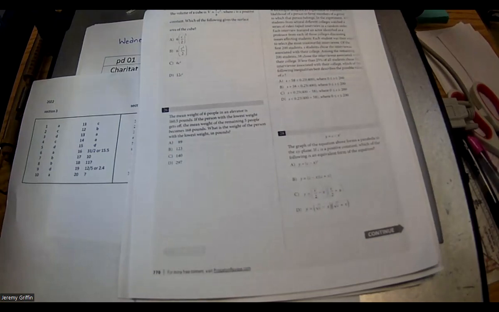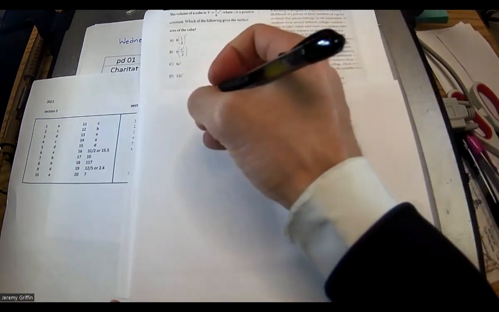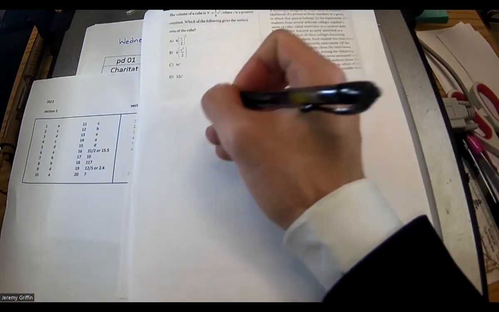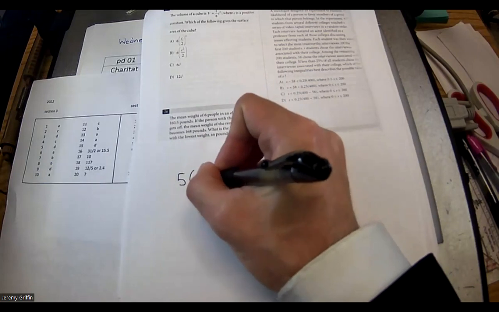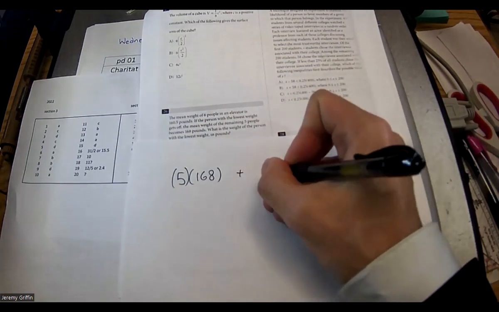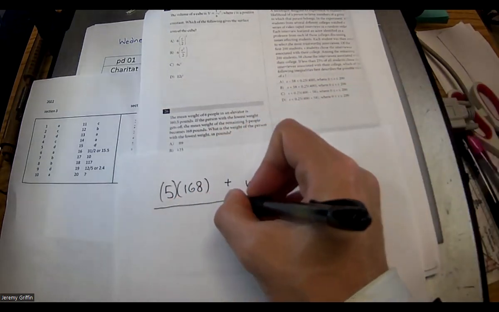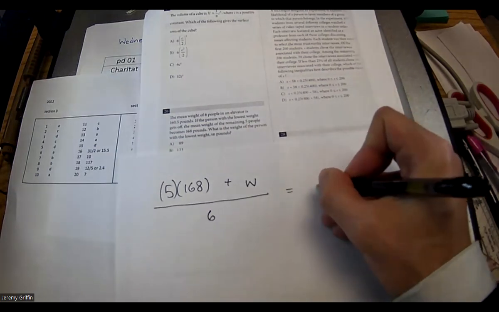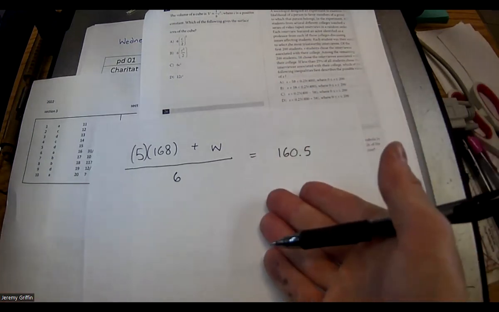Yeah, we could set that up. Well, we got 6 people with different weights. Here's how I might think of this. If you did 5 times this 168 average, so 5 people have an average of 168, then 5 times 168 would be the total weight of those 5 people, plus the weight of the 6th person. Maybe I'll call it W for weight. And then you divide by collectively those 6 people. That would have to come out to the average of 160.5 pounds. Wouldn't that be true? I think that's probably the tricky part, figuring that out.